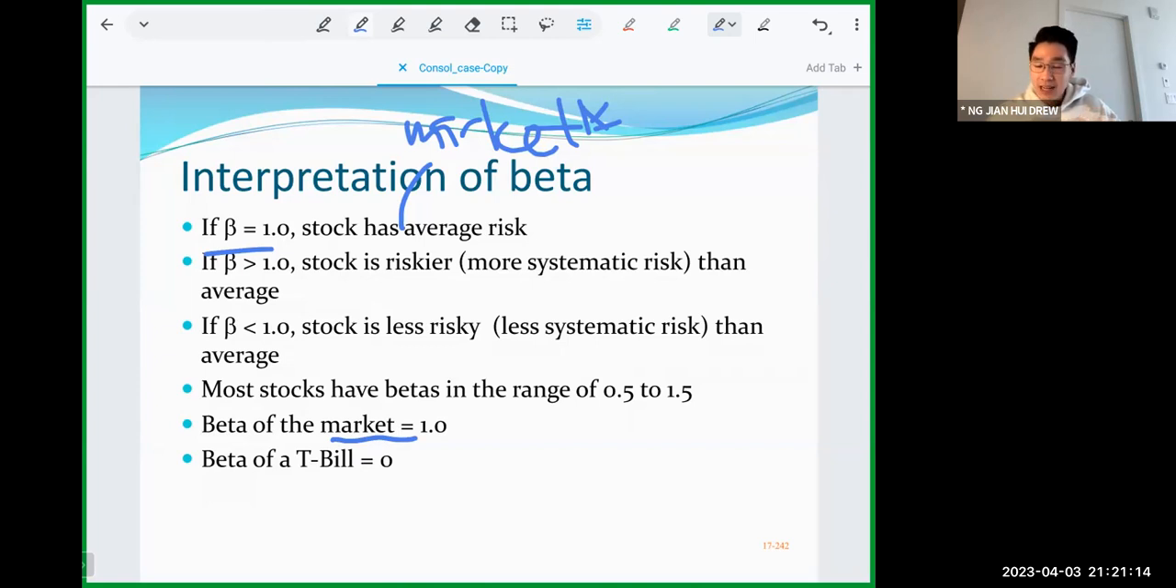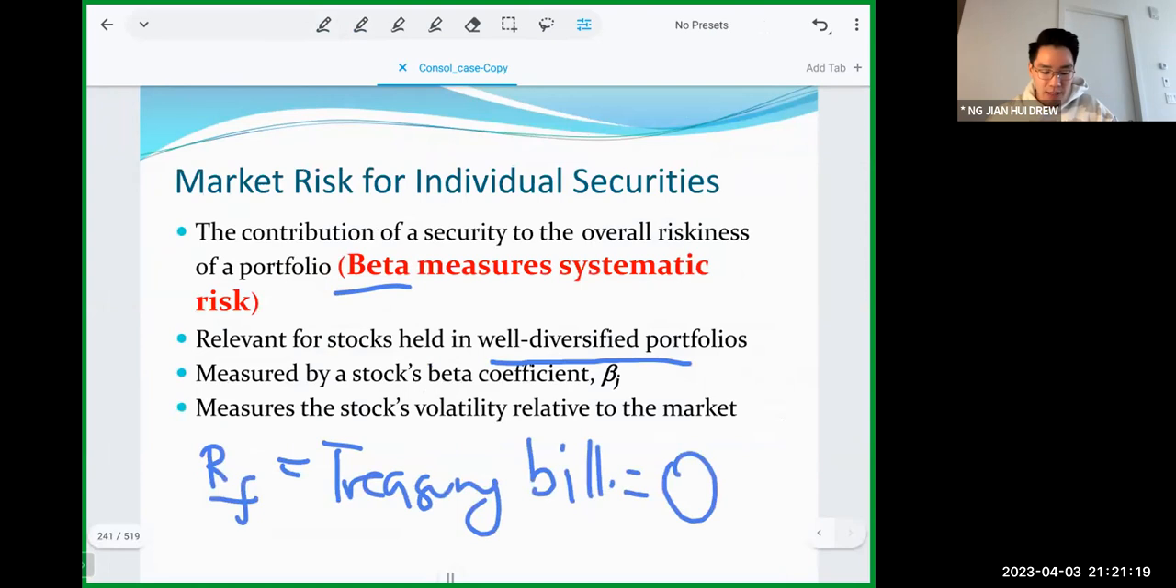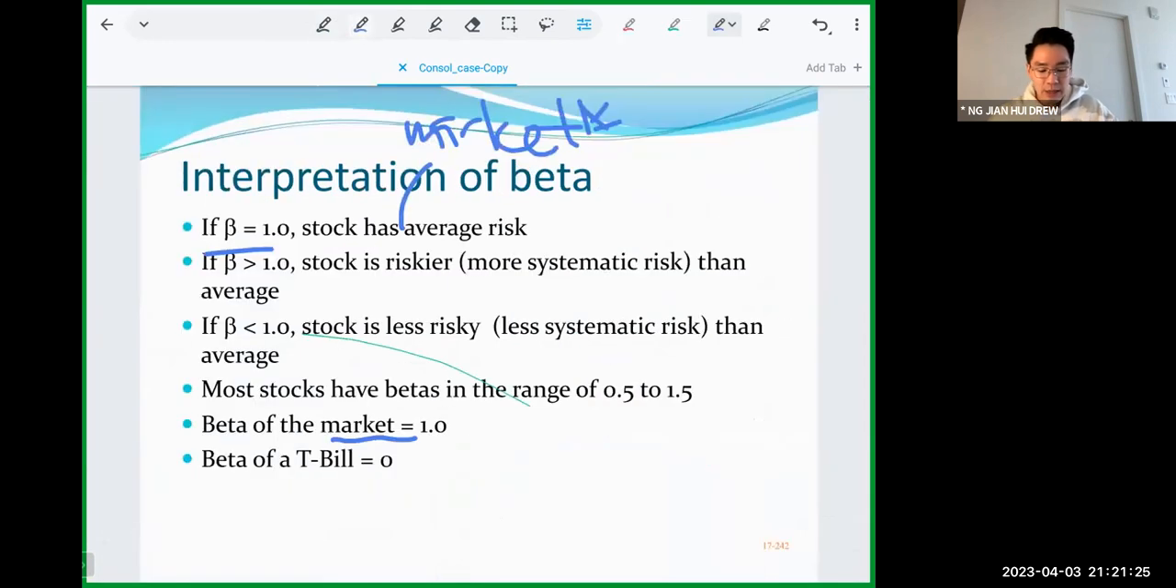And just now we mentioned that T-bills are risk-free. The standard deviation is 0. So in the same sense, if we think about it in the form of a fully diversified portfolio where there's only systematic risk, for a T-bill, the beta is 0. So these two are the key things that you remember.